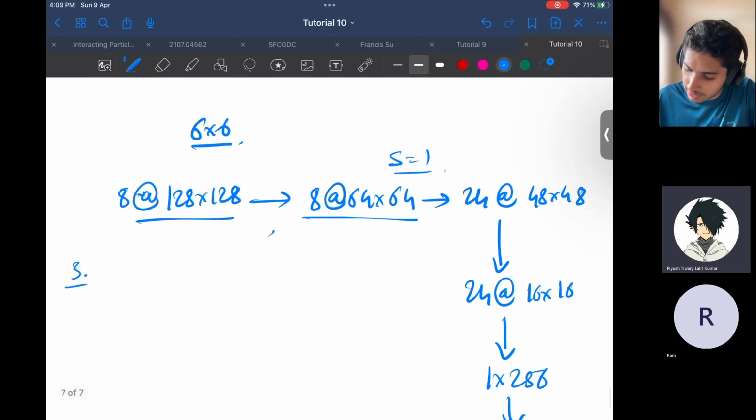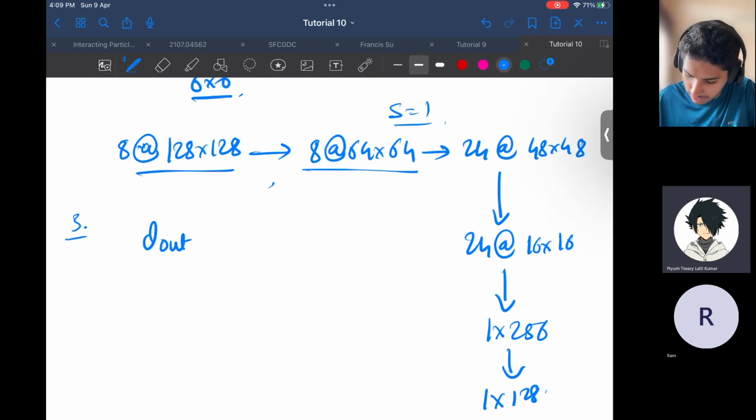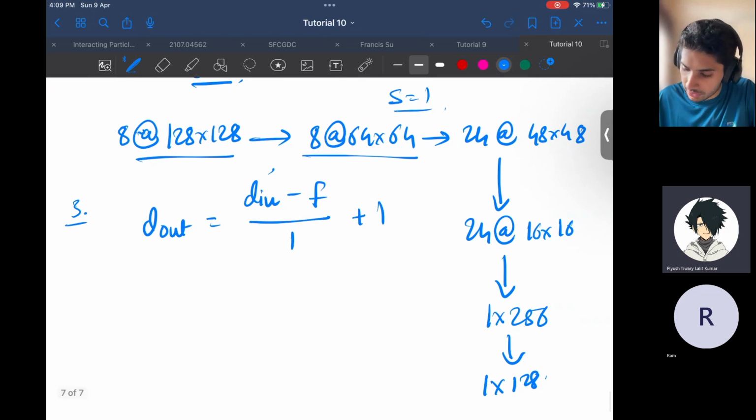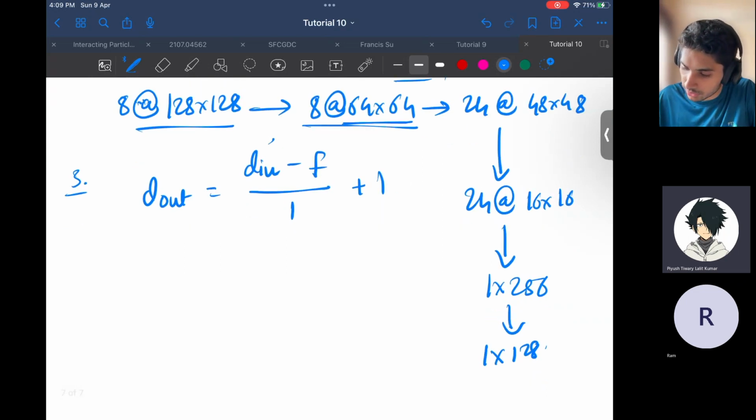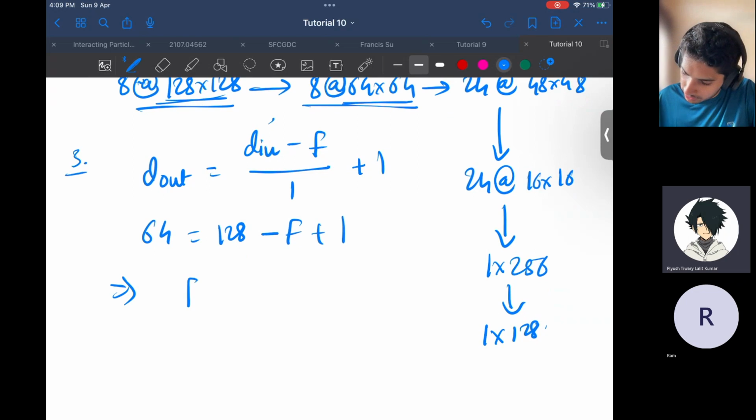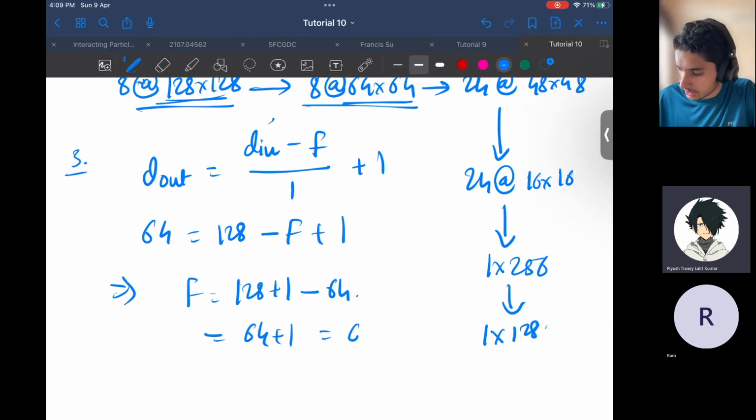Let us again apply the same formula that we saw previously. So d out should be equal to d in minus f, divided by 1 since stride is 1, plus 1. Padding is given to be 0, so let's not add that. We know that the output dimension is 64 and the input dimension is 128. So 64 is equal to 128 minus f plus 1. What does this mean? f should be equal to 128 plus 1 minus 64. So this will be 64 plus 1, which is 65.